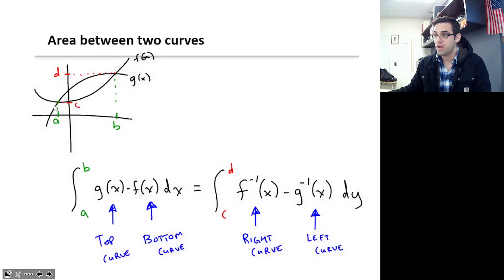We'd be integrating with respect to y value intervals, so some value c to some value d, where c and d are the intersection points of our two curves. So we could write this as an integral with respect to y. We'd integrate on the interval of y values c to d of the right curve minus the left curve inverses. So the inverse of the right curve function minus the inverse of the left curve function, and we're integrating with respect to y. So here's our setup. Let's take a look at some examples.